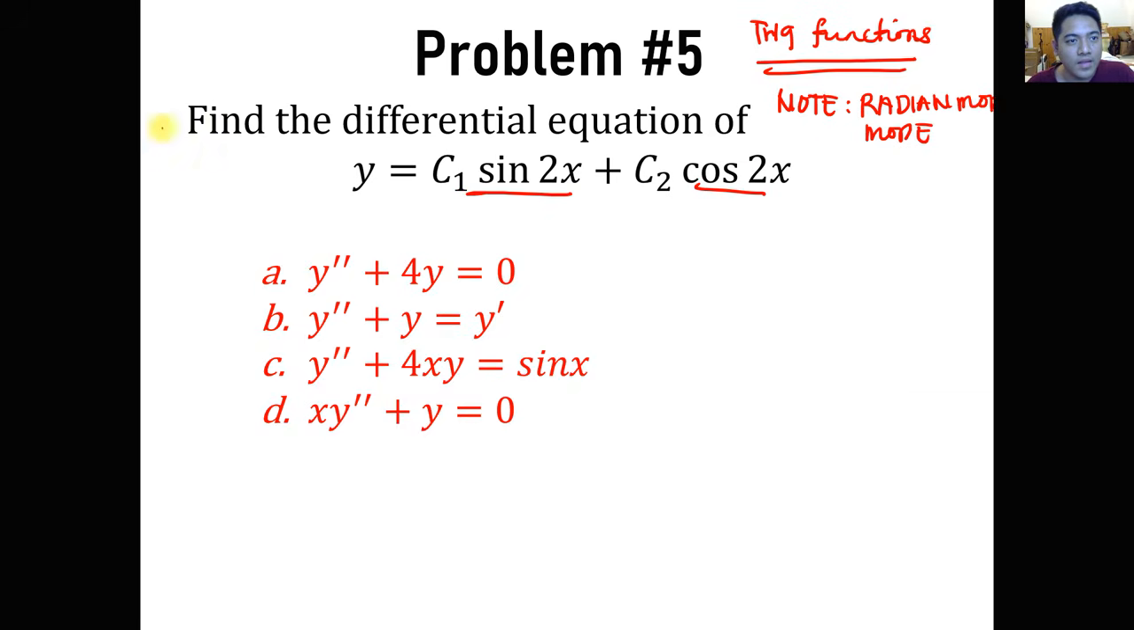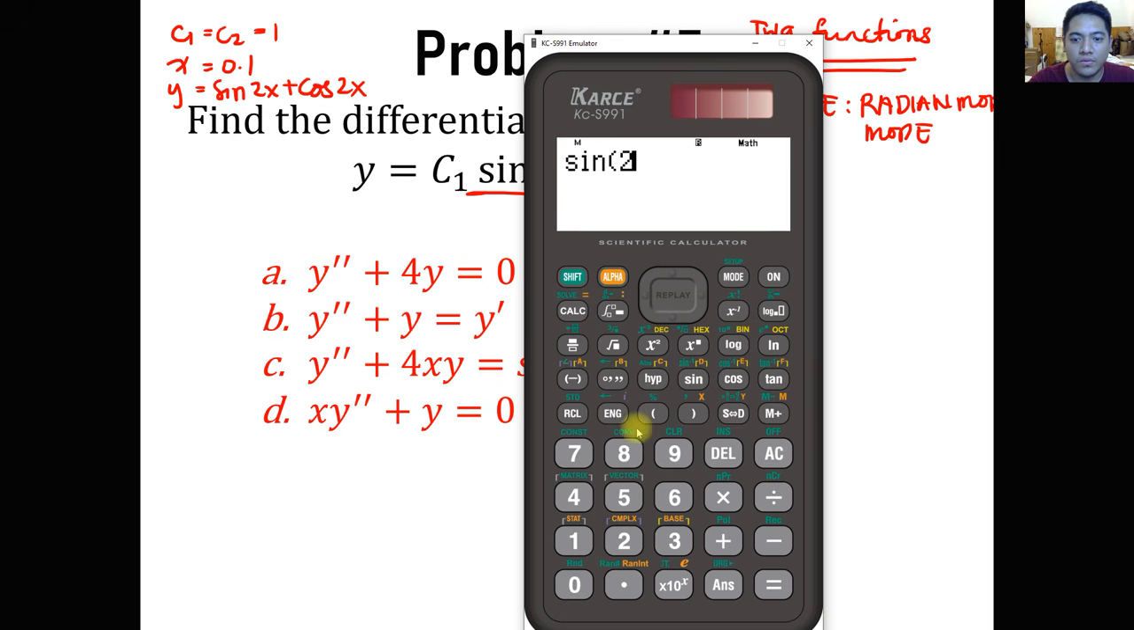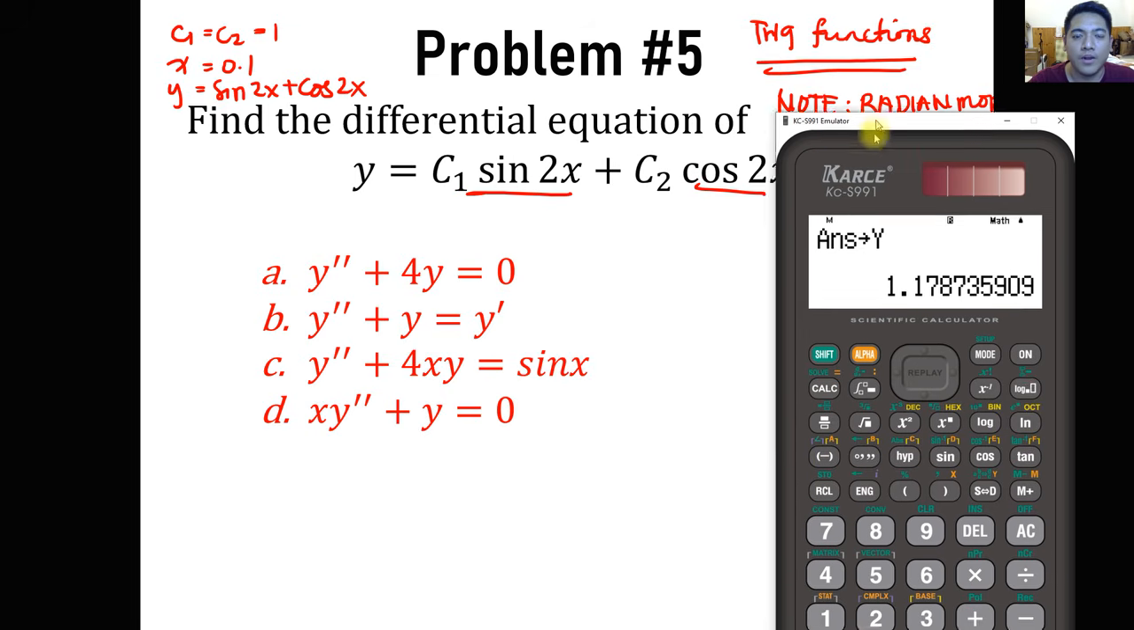Again, I'm going to let c sub 1, c sub 2 equal to 1. Still x equals 0.1. I'm going to get y, of course. So we have sine 2x plus cosine 2x at x equals 0.1. So I have sine of 2 times 0.1, and then plus cosine of 2 times 0.1. So that will be my y. Shift store y.